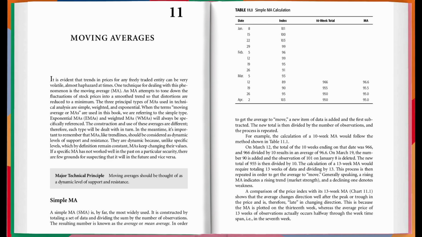If a specific MA has not worked well in the past on a particular security, there are few grounds for suspecting that it will in the future, and vice versa. Simple MA. A simple MA, SMA, is by far the most widely used.